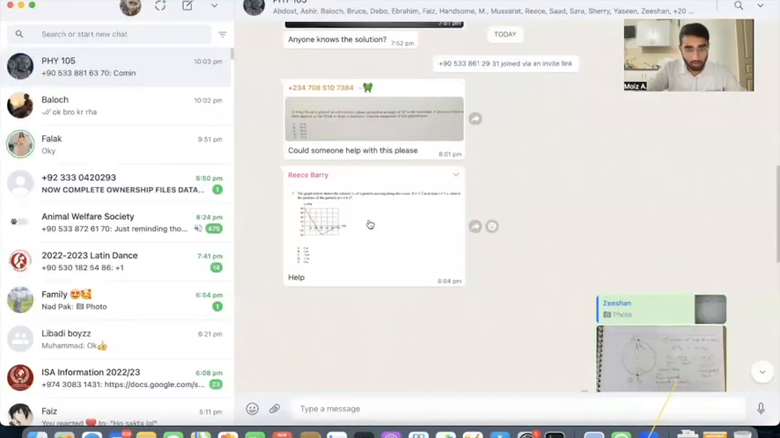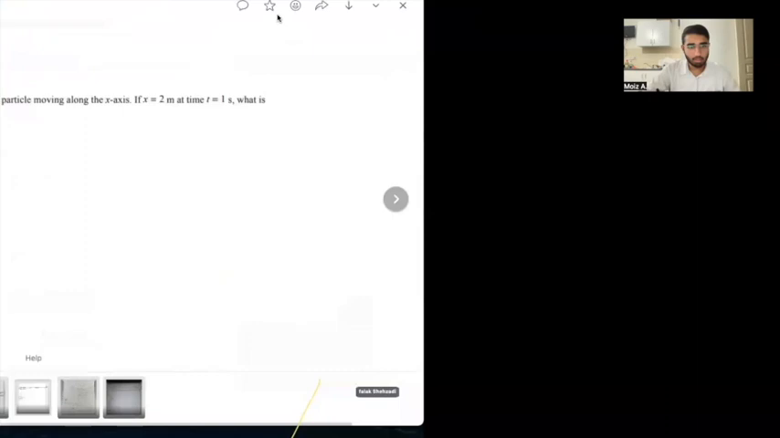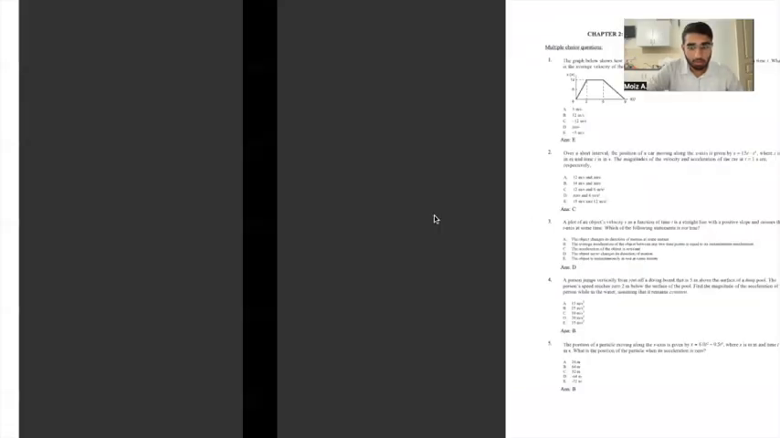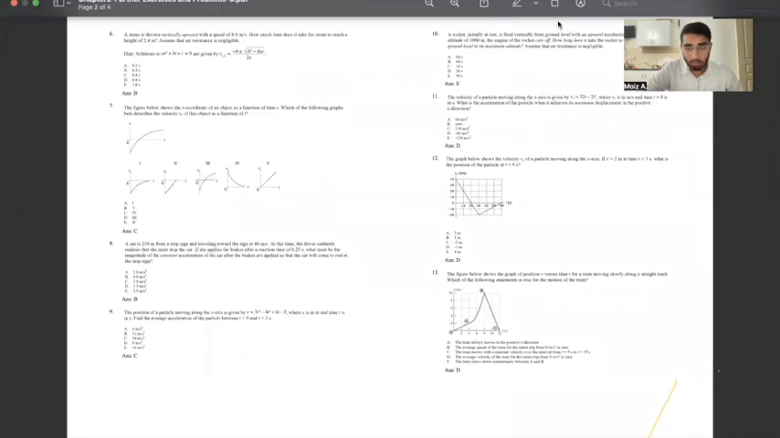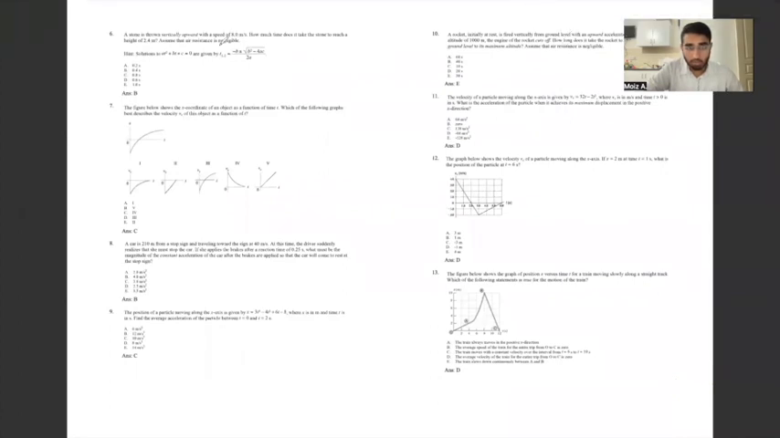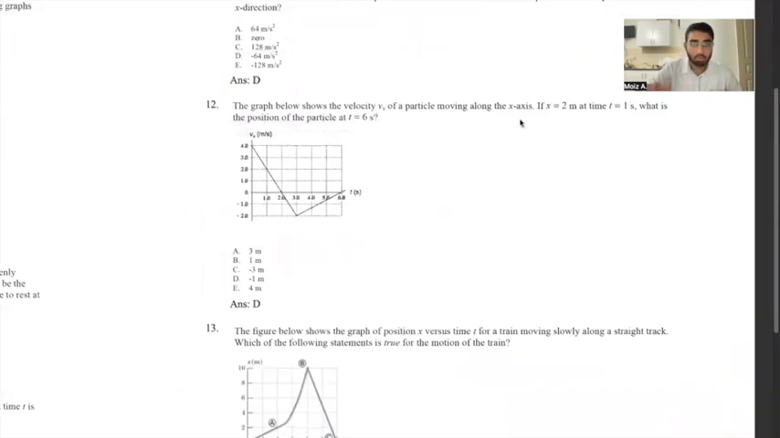And so we have this last question by Reese left. So this is kind of an easy question. It's from chapter 2. We can also find this in the worksheet of chapter 2. Okay, it's gone now. All right. So this question number 12. The graph below shows the velocity x of a particle moving along the x-axis.